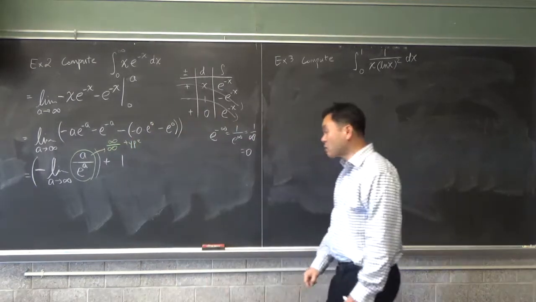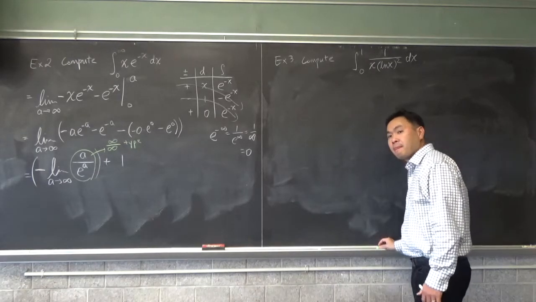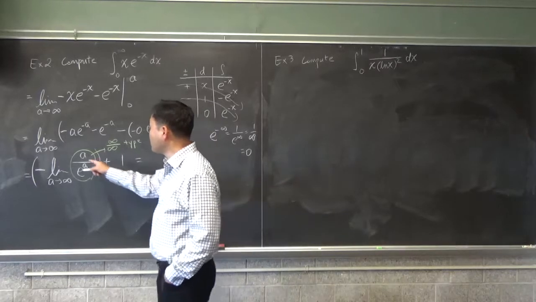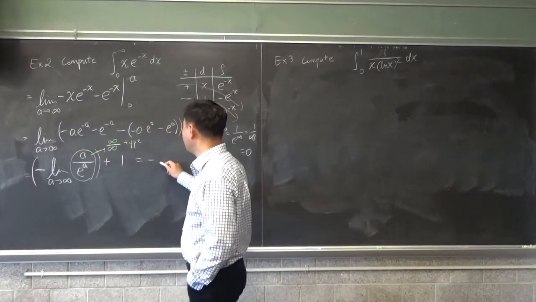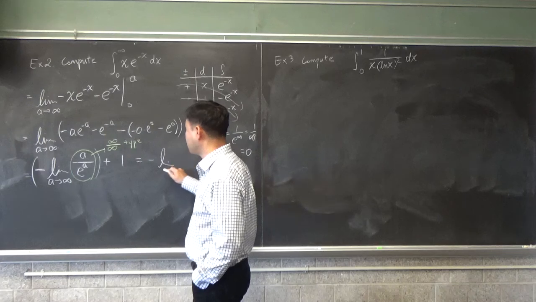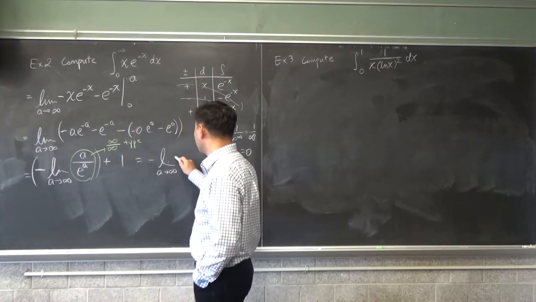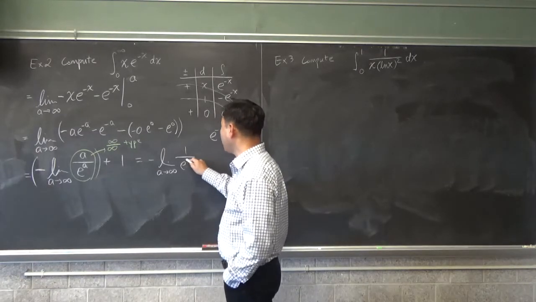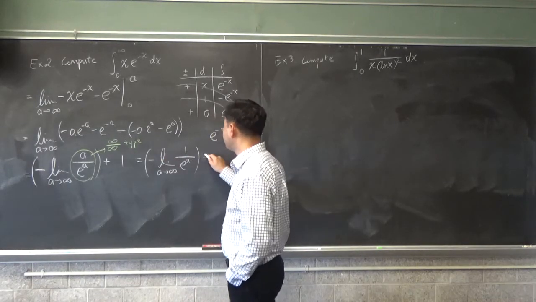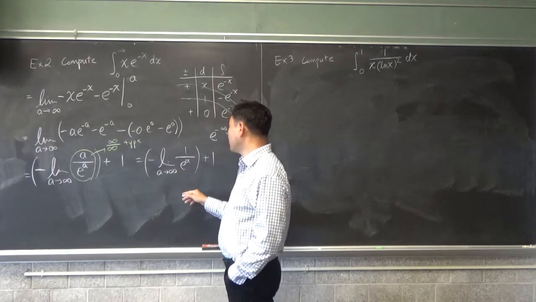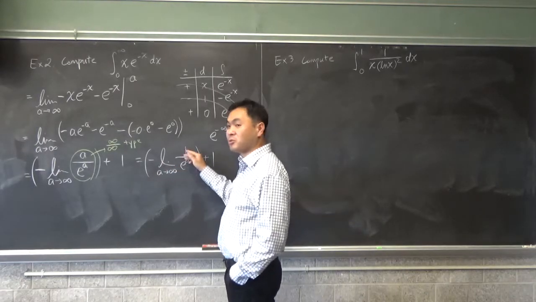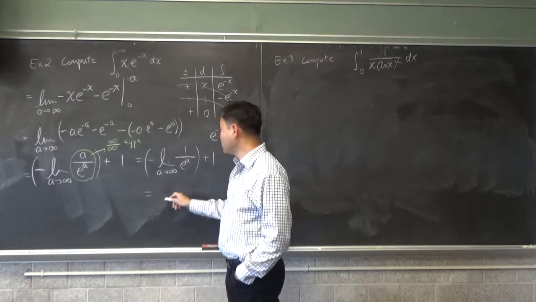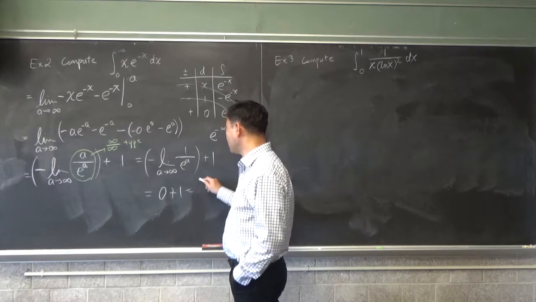Why am I mentioning that? Because we can use L'Hopital's rule. Which means you can differentiate the top, which gives you 1. And then if you differentiate e to the a, it's still e to the a by L'Hopital's. And then again, it's 1 over e to the infinity, which gives you 0, just like what we said. So that's 0 plus 1, which is 1.